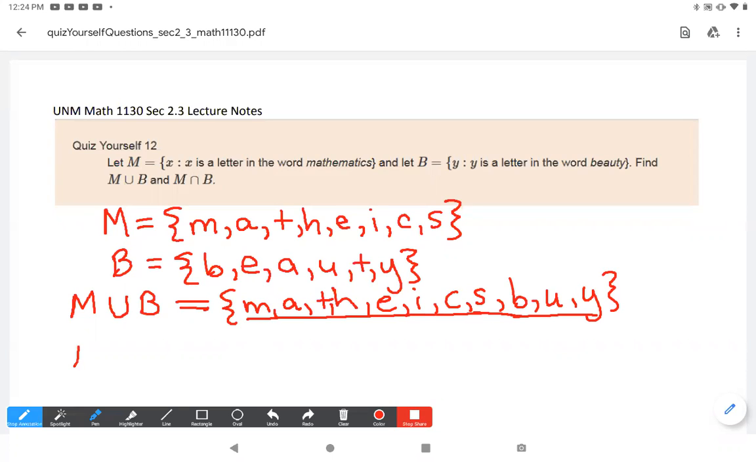Now, if we intersected M and B, that's the list of what they have in common, right? We said they both have an A, they both have an E, and they both have a T.